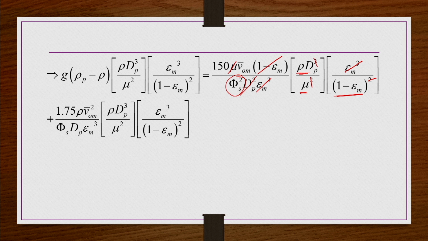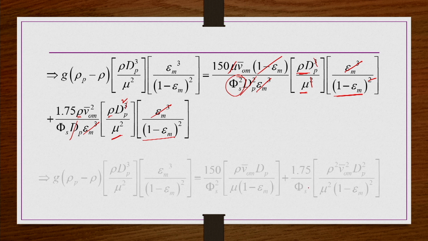Similarly, here also this dp and the cube of dp, if you take, you have the dp square here and V_0m bar square is already there. This epsilon_m cube you can cancel out, mu square is there, (1 minus epsilon_m) whole square is as it is. This rho multiplied by rho, we have rho square. So, here rho dp V_0m by mu (1 minus epsilon_m) whole square, you can write it out. That means that is nothing but the Reynolds number.